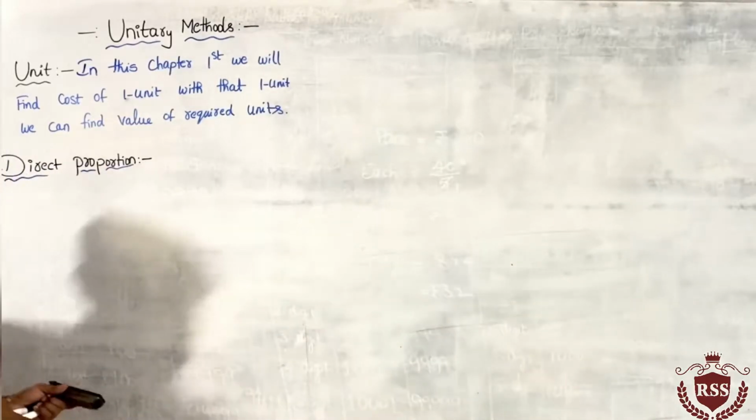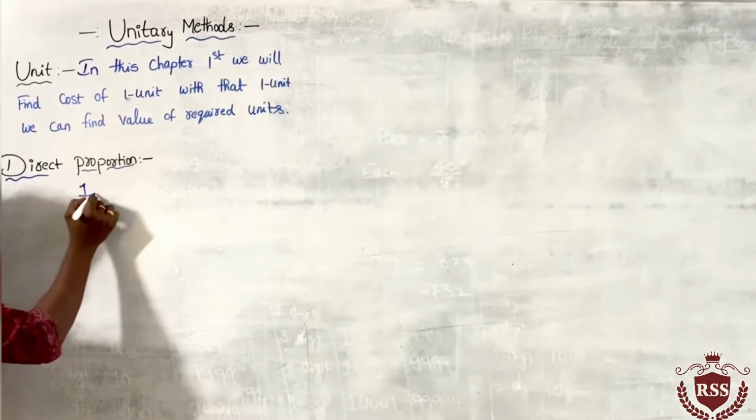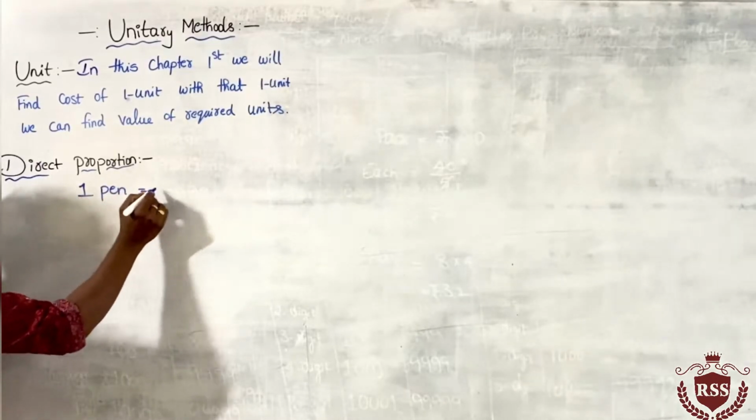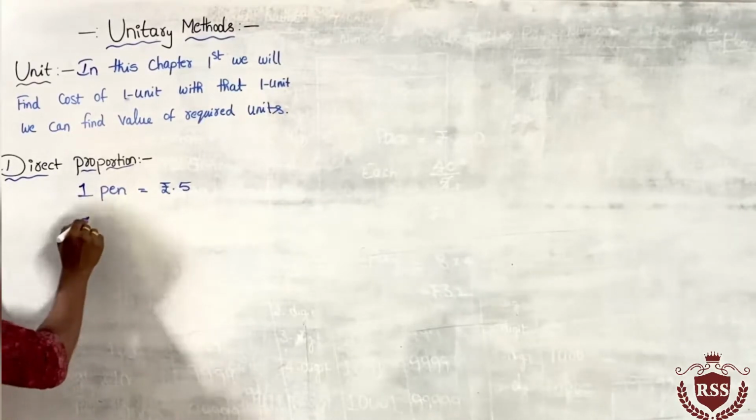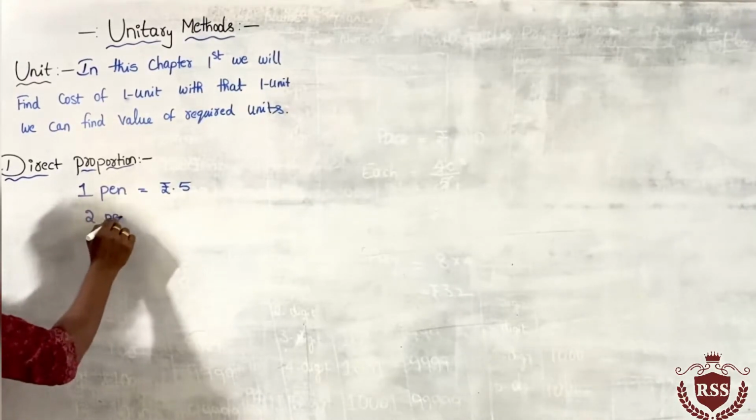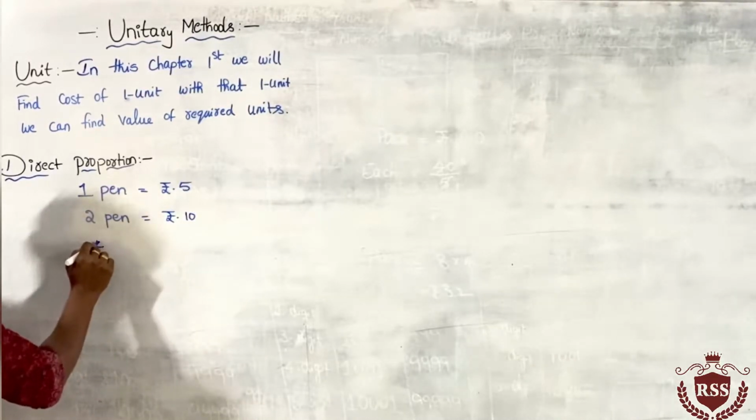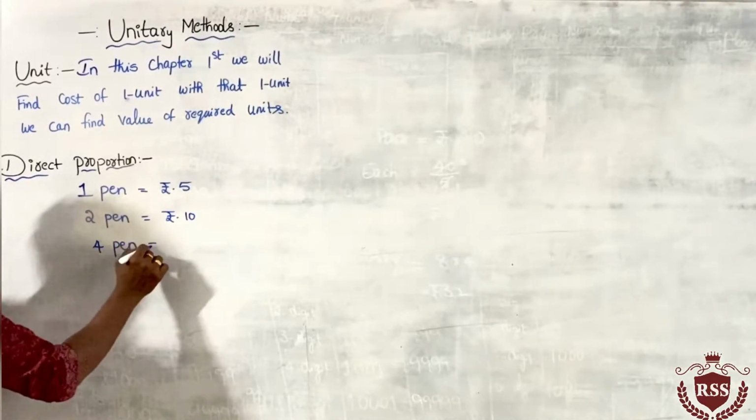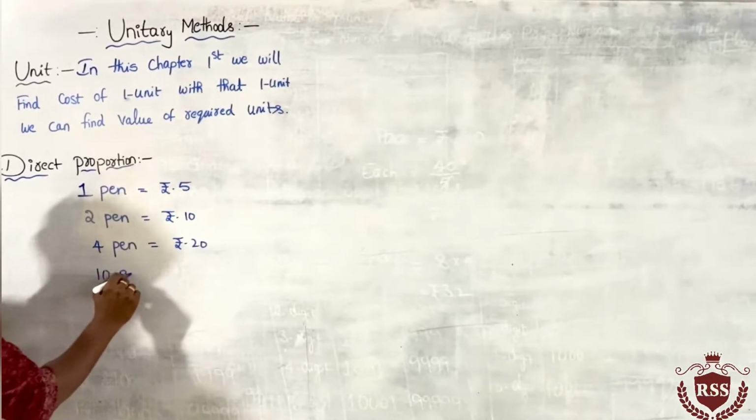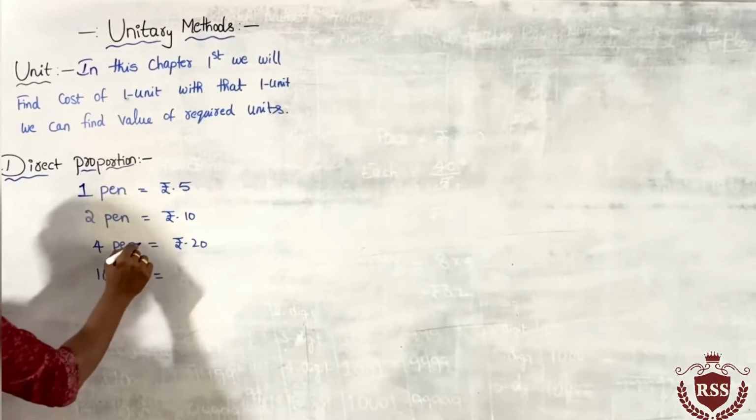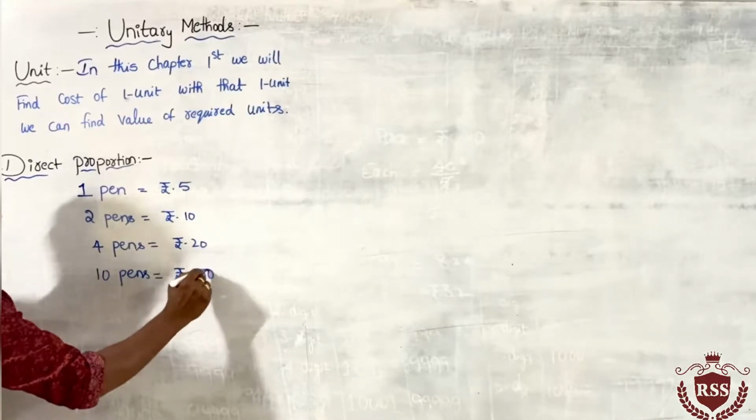For example, the price of one pen is rupees 5. What is the value of 2 pens? Two same pens will be rupees 10. Then what is the value of 4 pens? 4 pens will be rupees 20. What is the price of 10 pens? 10 pens price is rupees 50. Look here.